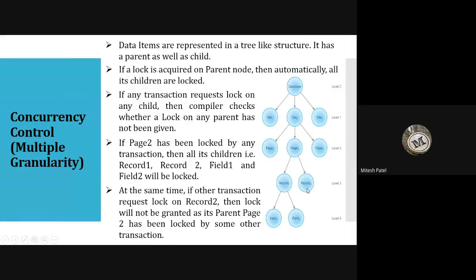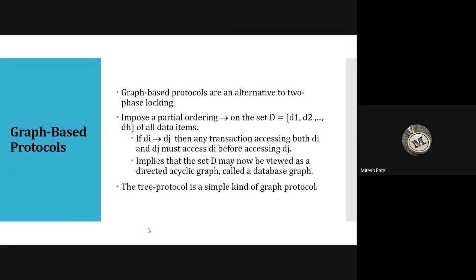Now at the same time, if other transaction requests a lock on record 2, तो फिर हमें क्या चेक करना पड़ेगा, रिकॉर्ड 2 के पेरेंट पेज 2 लॉक है कि नहीं, तो पेज 2 तो यहाँ पे प्रीवियस पॉइंट पे हमने लॉक किया, so then lock will not be granted as its parent page 2 has been locked by some other transaction. This is the multiple granularity.